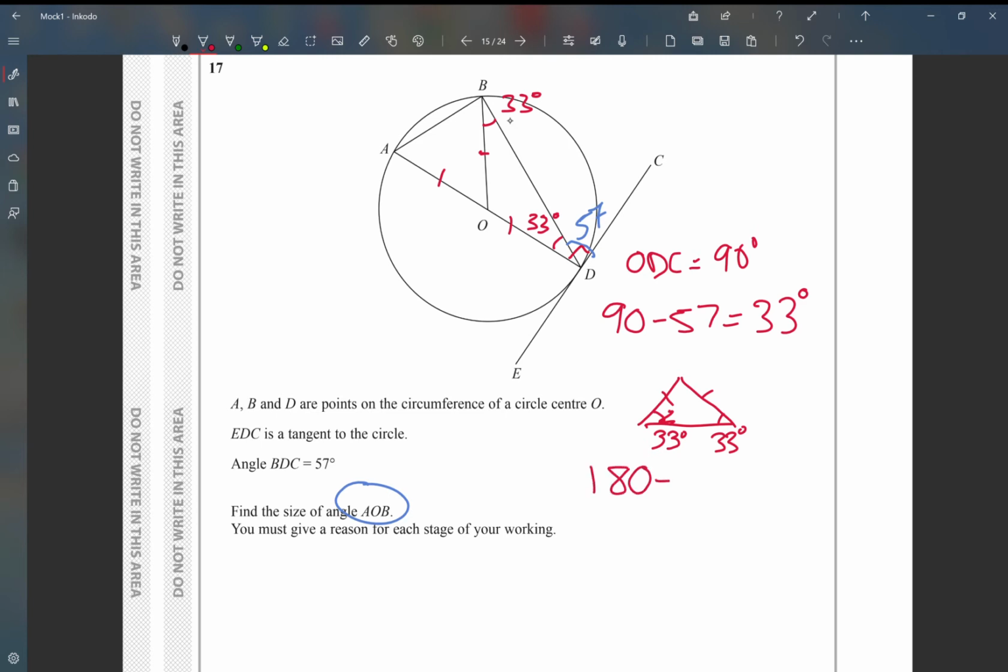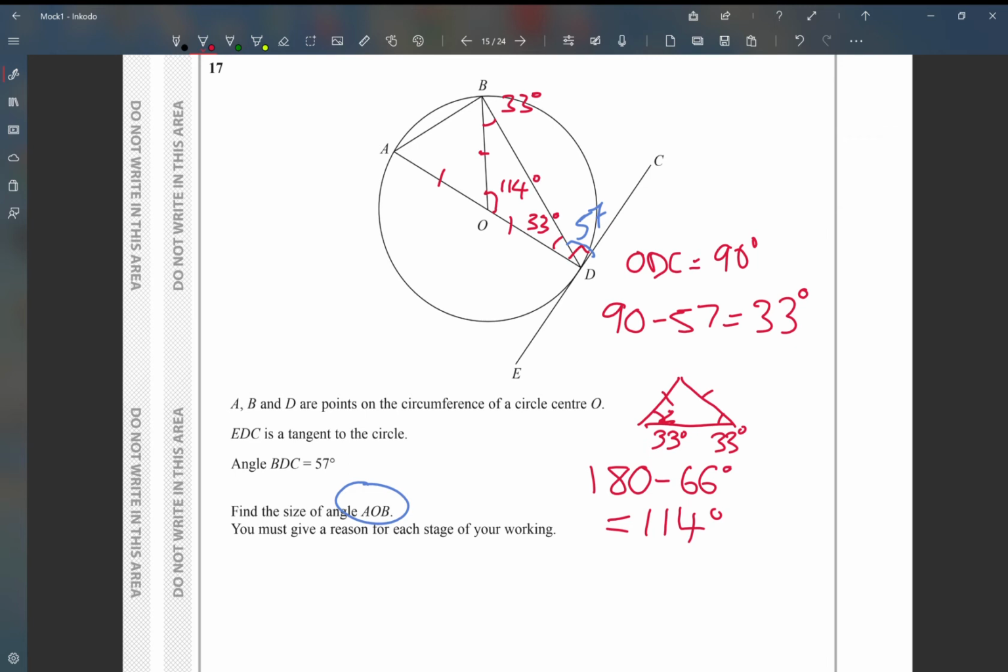Okay, and then because it's an isosceles triangle, like any triangle, there's only three angles, and if we know two of them, if we take away 66, which is the two that we know, what does that leave us? 114 degrees, and that will be this angle here, one, one, four.